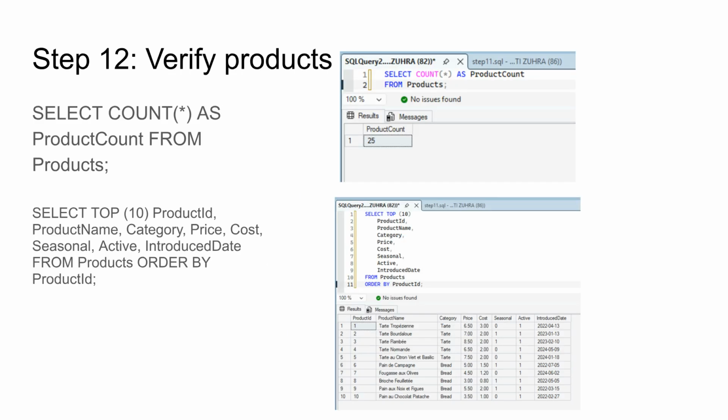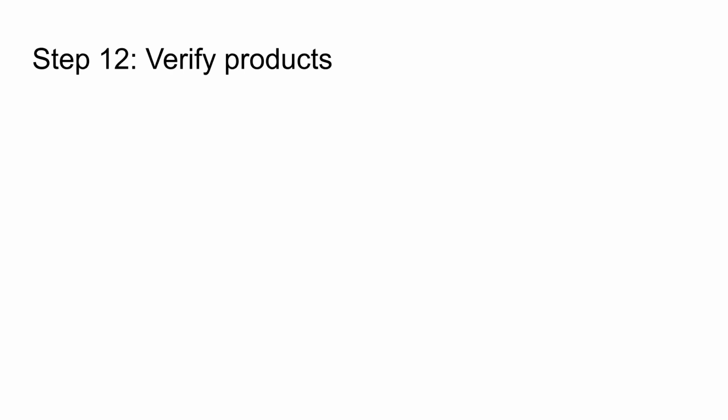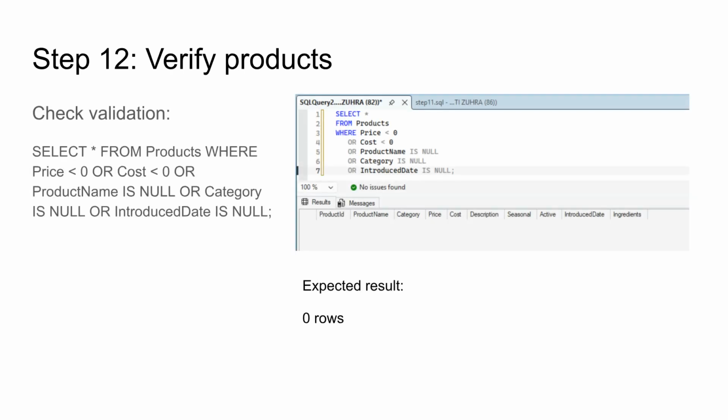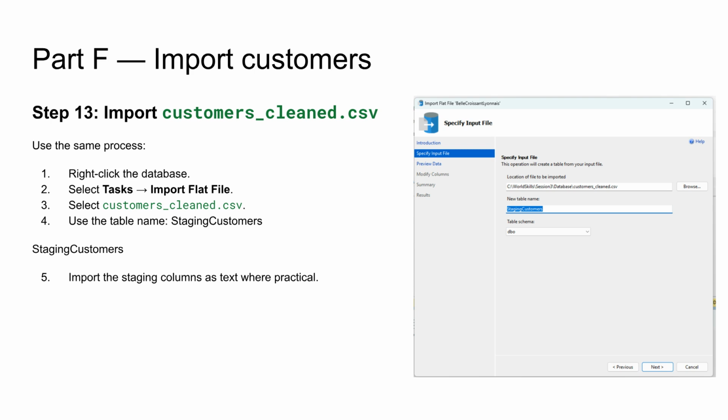Now, verify the records in your main products table. You can check the count of total products to ensure the import was successful. Also, perform a validation check on the records themselves to ensure that fields like price, cost, and name contain valid, non-negative, and complete information. We are now ready for Part F, which covers importing customer data.